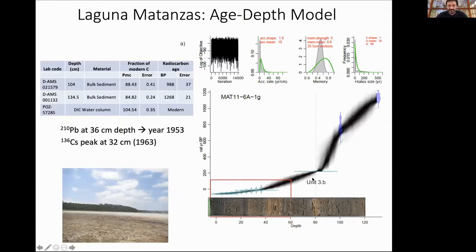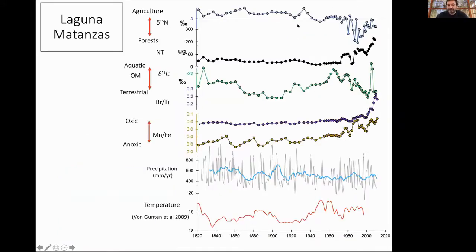I won't get into too much detail, but it has really good chronology in the upper part of the core. These are the last basically 200 years in Laguna Matanzas, and you can see all the different variables that we're looking at from the biogeochemical point of view, and also from a stable isotope point of view. And what you can see here is that despite the fact that land use changes have been going on in Laguna Matanzas since the Spanish colonial epoch, there really isn't very much going on in terms of all these different geochemical, biogeochemical indicators.